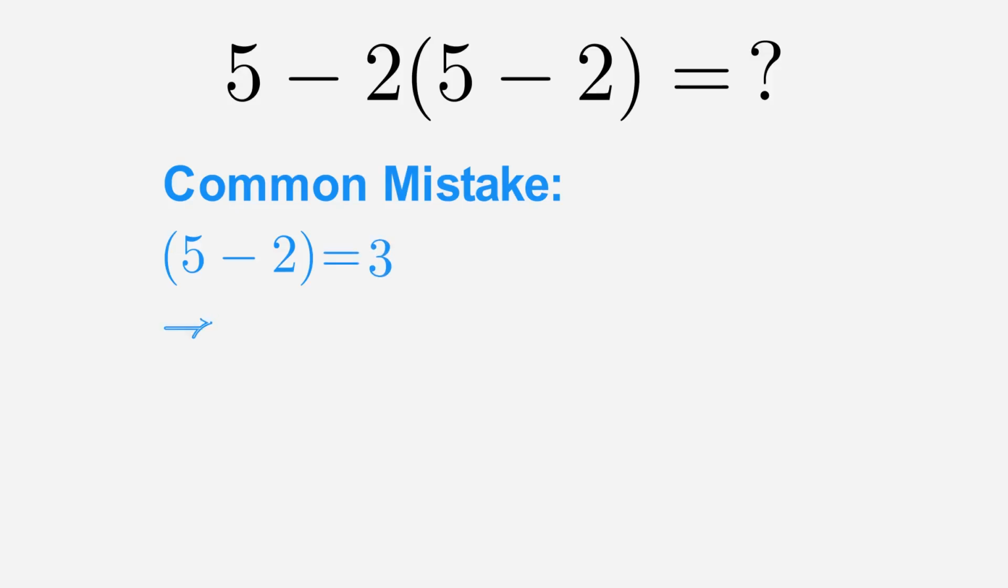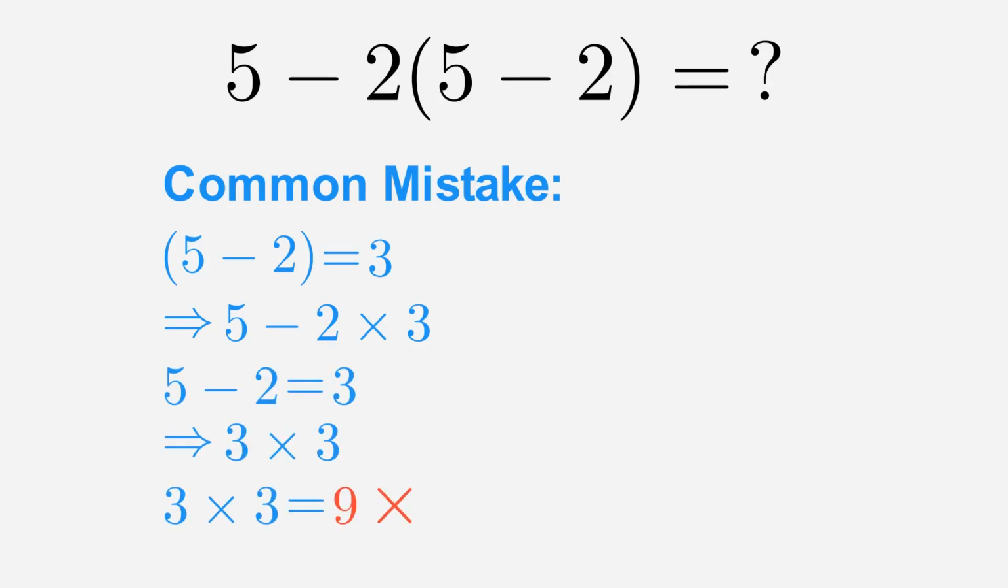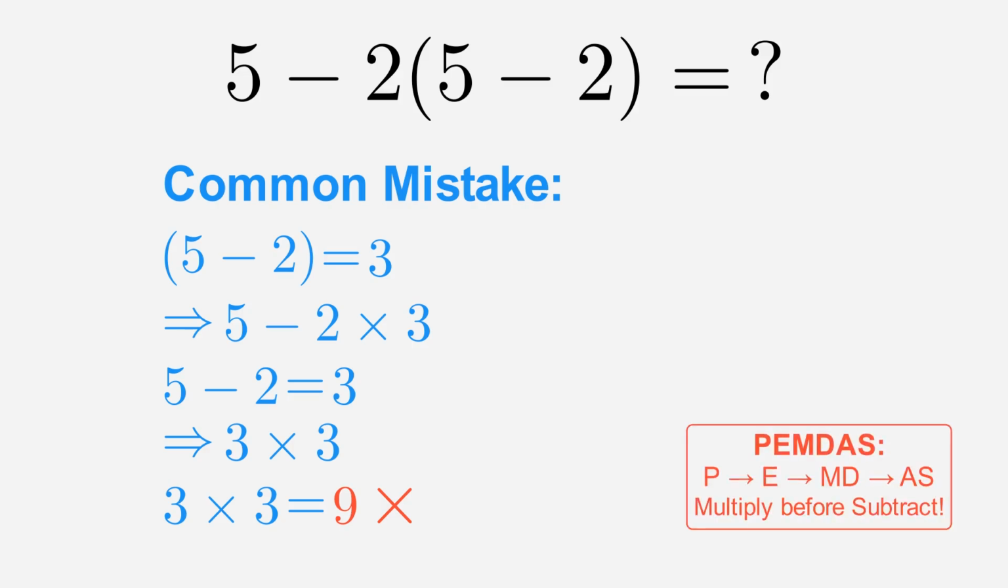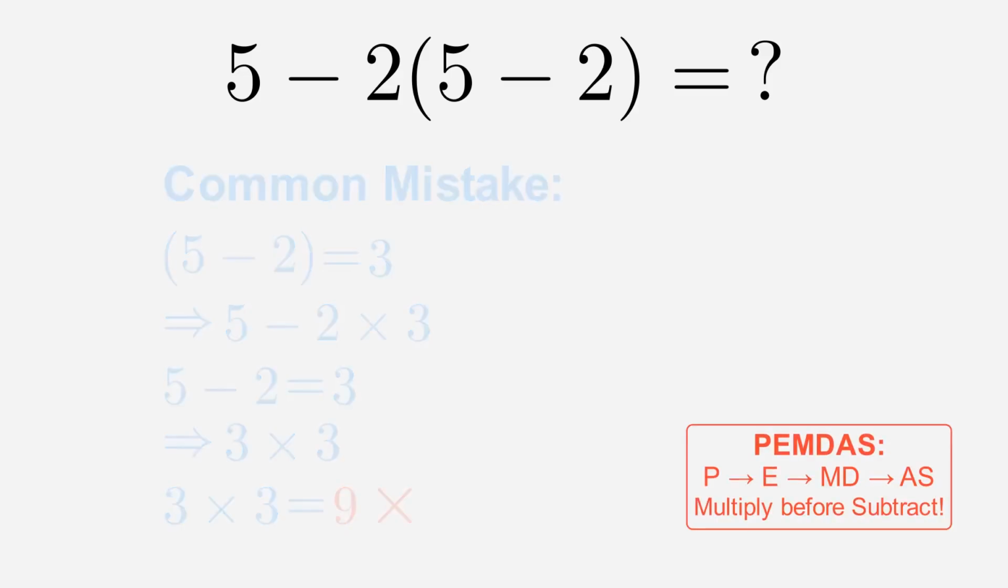Then they go left to right. 5 minus 2 is 3, and 3 times 3 is 9. Easy, right? Completely wrong. You just ignored the order of operations. Multiplication doesn't wait for subtraction to finish. It goes first, always. Let me show you the correct method.